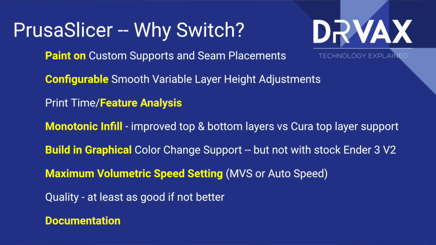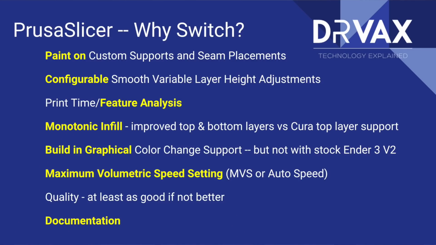I'll be going through these features one by one in more detail to explain them to you. First, an overview. Paint-on custom supports and seam placement. Yes, there are a number of ways to do custom supports in Cura. There's automated supports built in. There are plugins for a variety of custom supports. There's the ability to do support blockers. And you can tell Cura where to put a seam. The paint-on concept as implemented in Prusa is brilliant. We'll talk more about it.